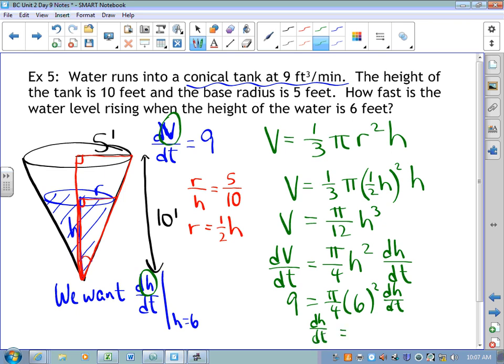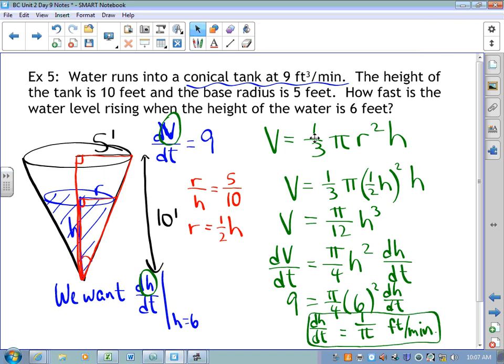dh dt is 1 over pi feet per minute. We measured height in feet. We measured time in minutes. So dh dt is 1 over pi feet per minute.